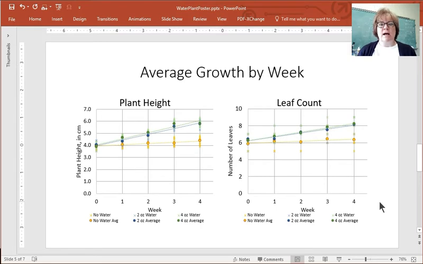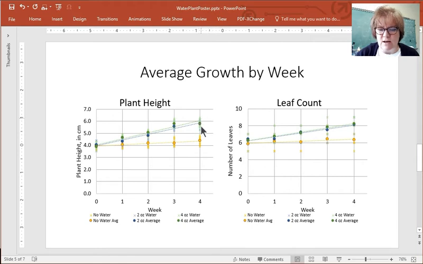In my case, my independent variable was how much water I had. So I'm showing over time, here's my no water, my 2 ounces of water, and my 4 ounces of water in both cases. And my dependent variables were plant height and leaf count, so I have one graph for each of them. I don't know if you can see it well, but behind the yellow average, I showed each individual one for the no water, and same thing for the others. So they're there, and I can see how much variation there was.